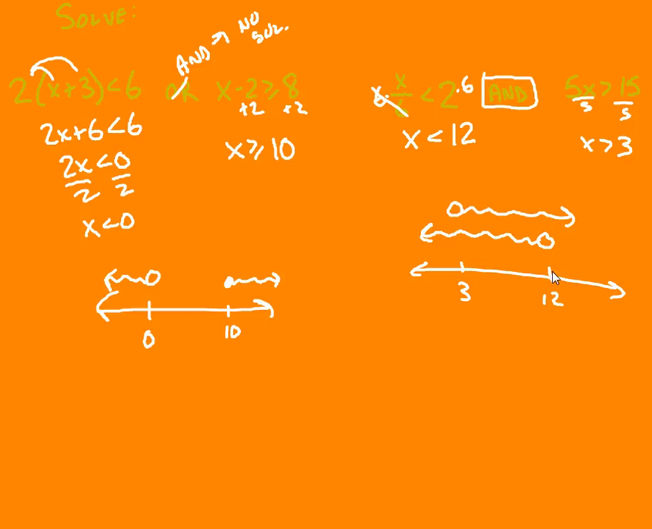So my official answer is this part I'm going to put here in yellow, the part in between 3 and 12, because that's where I have this overlap of my shading. There you have it. Best of luck. Yay, compound inequality.